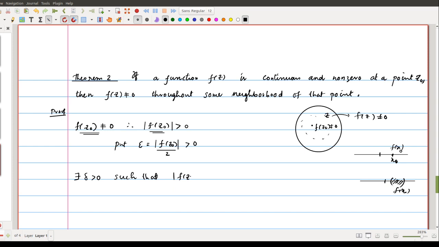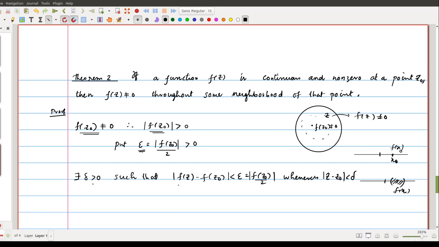|f(z) − f(z0)| < ε, where ε is |f(z0)|/2, whenever |z − z0| < δ. Since this is the ε, corresponding to this ε there exists a δ such that the modulus of this quantity is less than ε. Since ε is this quantity by 2, we can replace those things here. This should be true for every z lying on this disk.